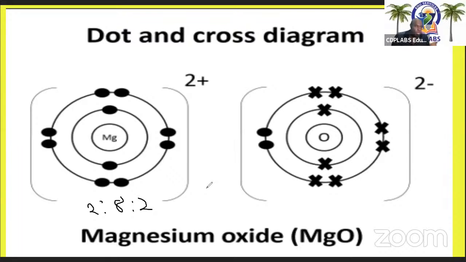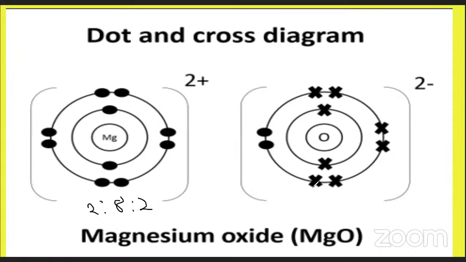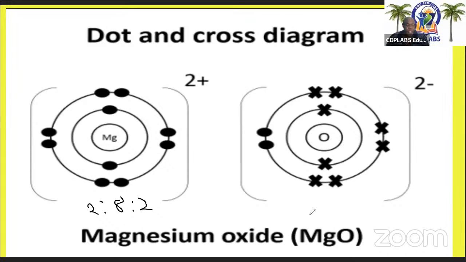But you know magnesium is 12, so it has the extra 2, right? Good. And what's the electronic configuration for oxygen?